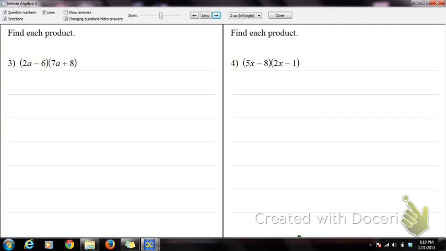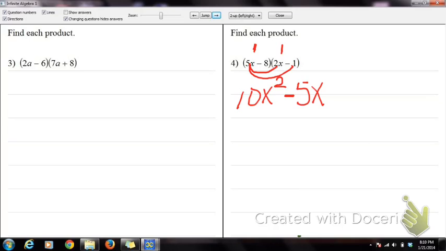in red, distributing. Once we have the pen selected, we can do that. The 5x can come through and multiply by both of these. So we'll have 5x times 2x. 5 times 2 is 10. X times x is x squared, where we add the invisible ones. 5x times negative 1. Well, 5 times a negative 1 is negative 5, and we got to keep our x.